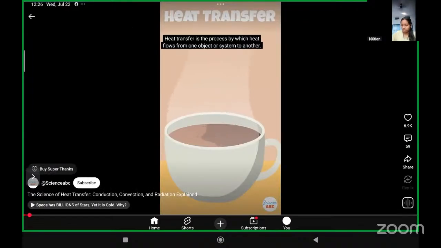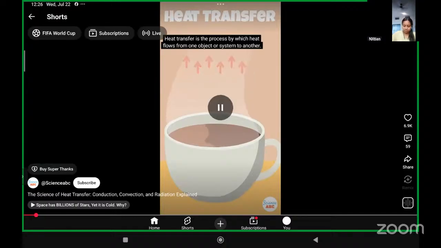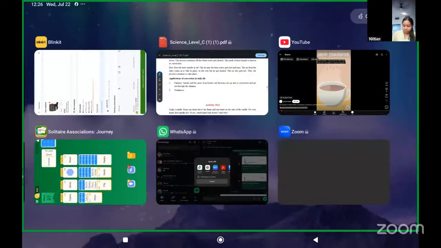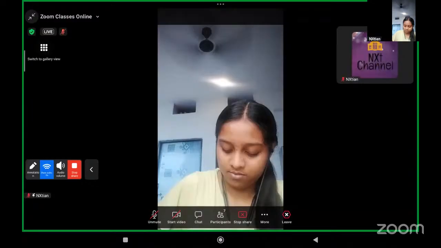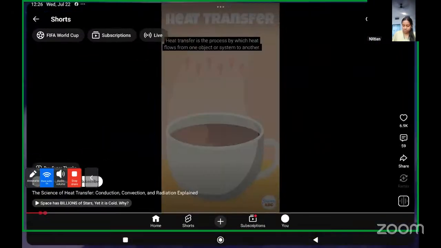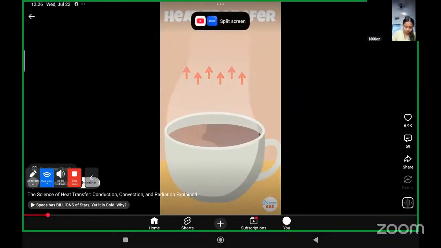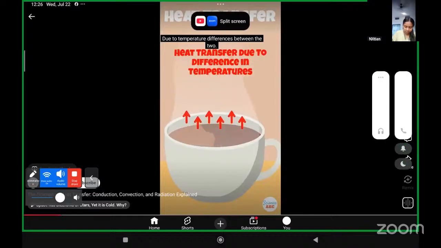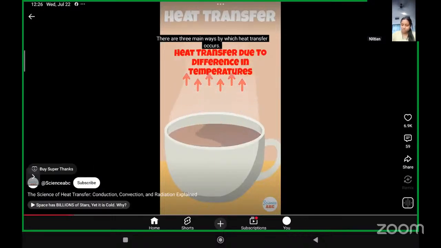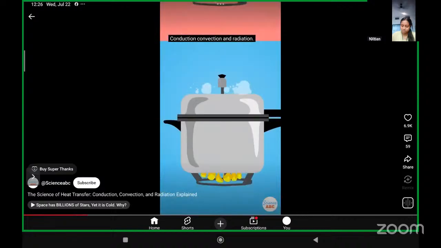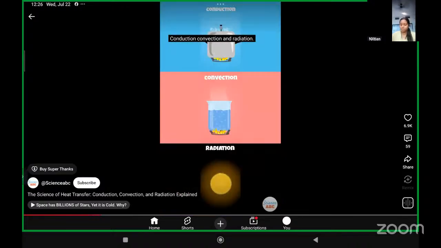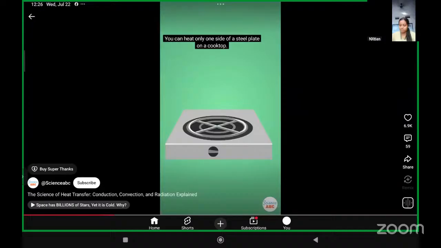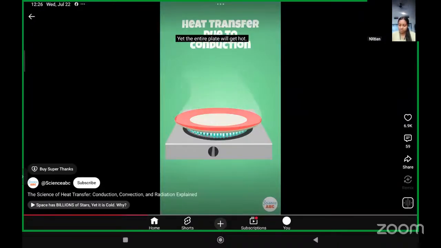Heat transfer is the process by which heat flows from one object or system to another due to temperature differences between the two. There are three main ways by which heat transfer occurs: conduction, convection, and radiation. You can heat only one side of a steel plate on a cooktop, yet the entire plate will get hot. That's an example of heat transfer due to conduction.